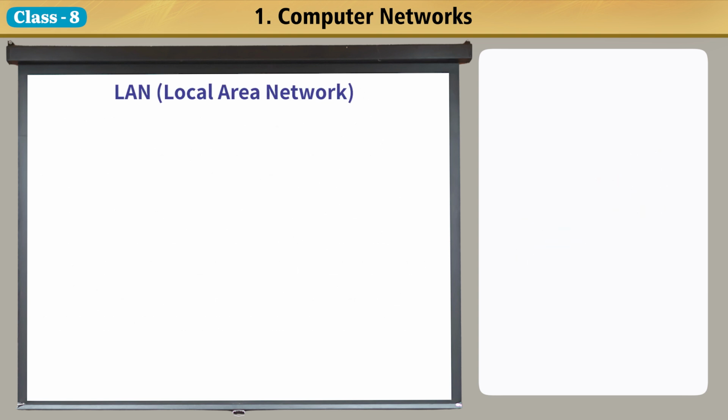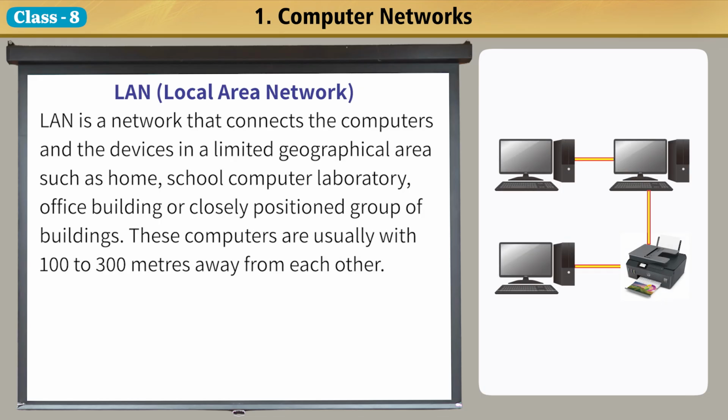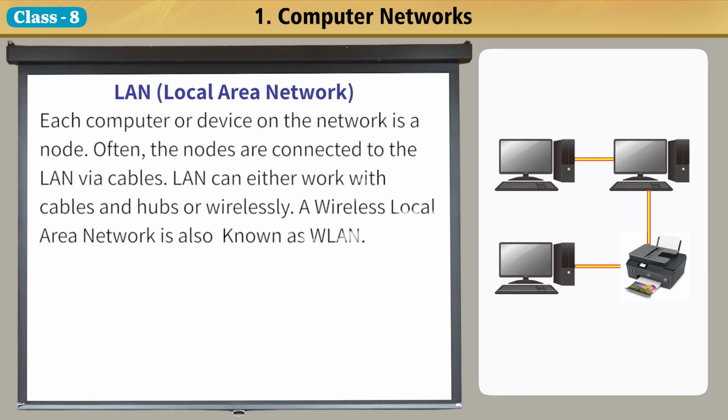LAN, local area network. LAN is a network that connects the computers and the devices in a limited geographical area such as a home, school, computer laboratory, office building, or closely positioned group of buildings. These computers are usually within 100 to 300 meters of each other. Each computer or device on the network is a node. Often, the nodes are connected to the LAN via cables. LAN can either work with cables and hubs or wirelessly. A wireless local area network is also known as WLAN.